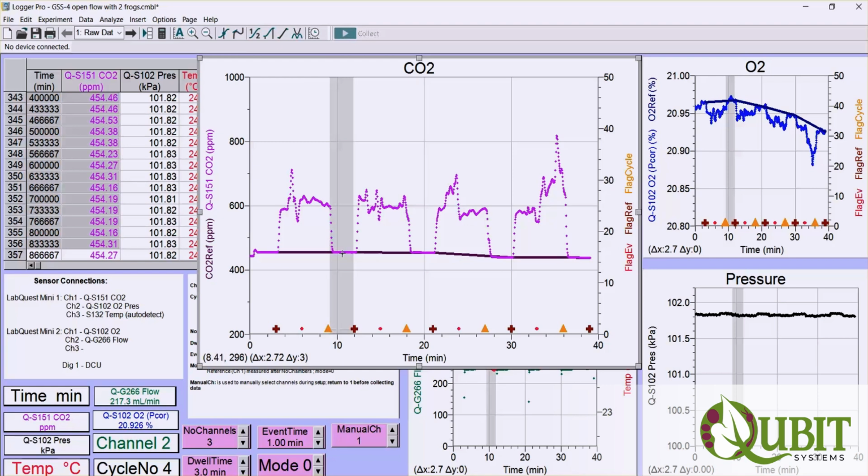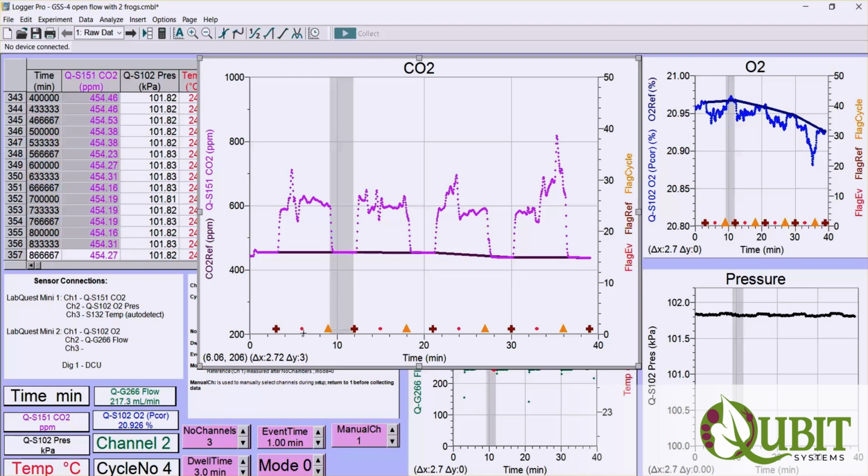You will see that at the beginning there, you're still seeing some CO2 being flushed from the previous chamber, and that's something to keep in mind. There's always a flush time involved at the beginning of each channel before you're actually measuring gases from that channel.